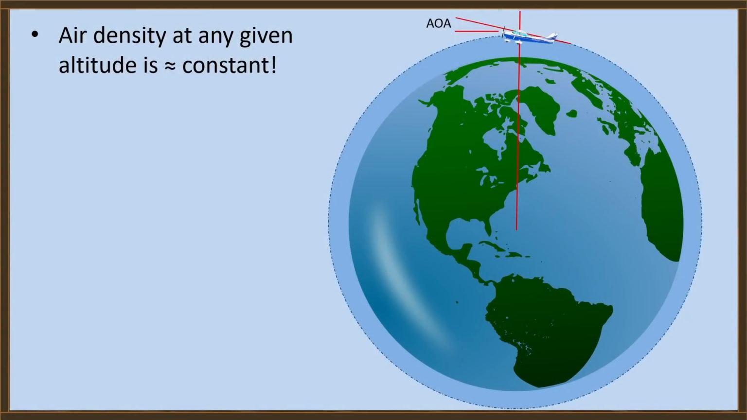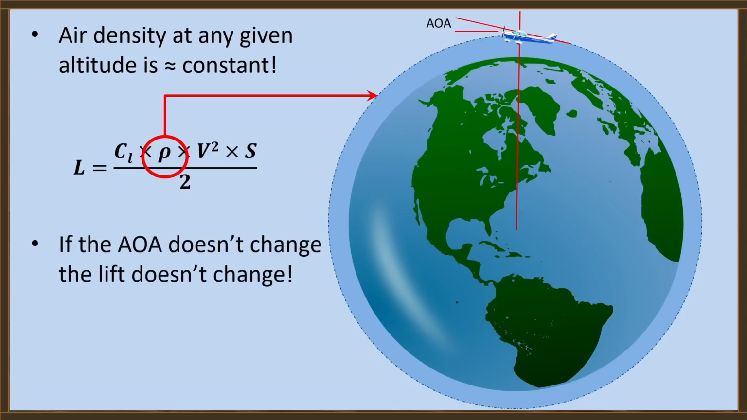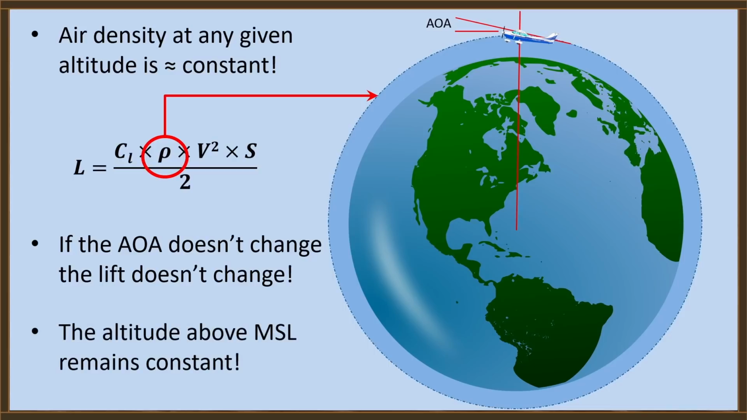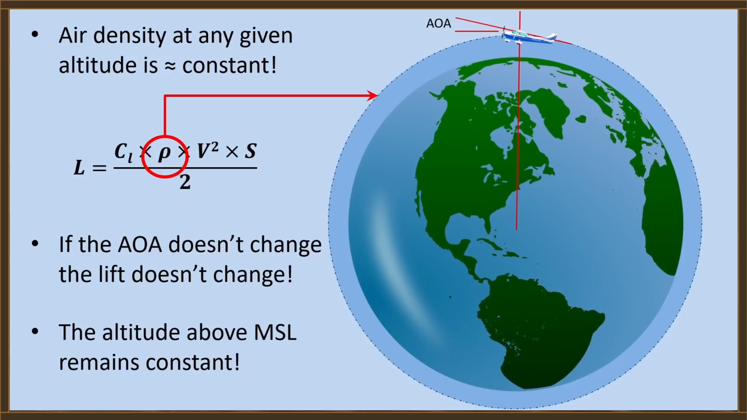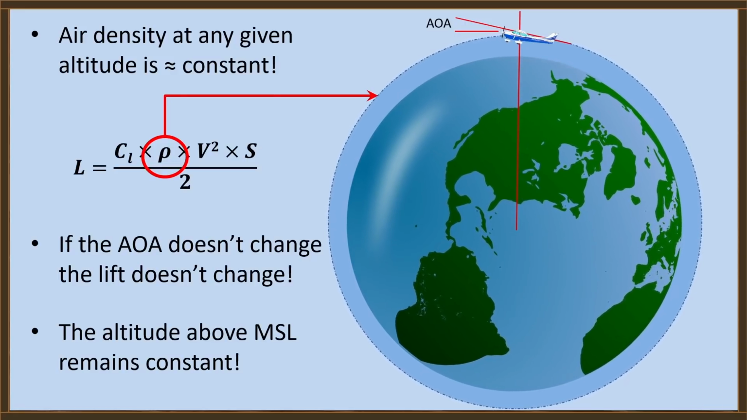Well, it works exactly that way, Brian. The air density at any given altitude is pretty much constant. From the lift equation, we know that lift is directly proportional to the density of the air. And at any given altitude, that density doesn't change by much, except for maybe barometric pressure variations. But those are usually pretty minor. So if our airspeed doesn't change, because the angle of attack didn't change, then our altitude above mean sea level remains constant. And it simply looks like this. Now, what's wrong with that, Brian?